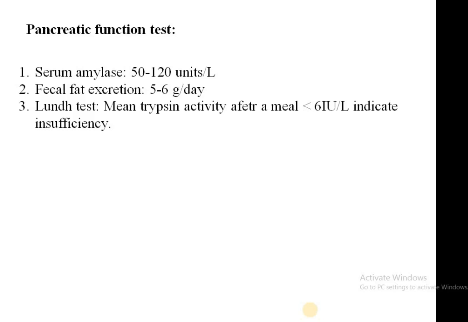The pancreas helps in fat digestion. In pancreatic insufficiency, there will be more fat in the feces; the normal is 5 to 6 grams per day, and in pancreatic insufficiency it may go up to 40 grams per day. Then there is another test, the Lundh test, which basically measures the trypsin activity. A meal is given, and after that the trypsin is measured in the pancreatic juices, and less than 6 international units per liter indicates insufficiency. So these are the three main tests for pancreatic function.